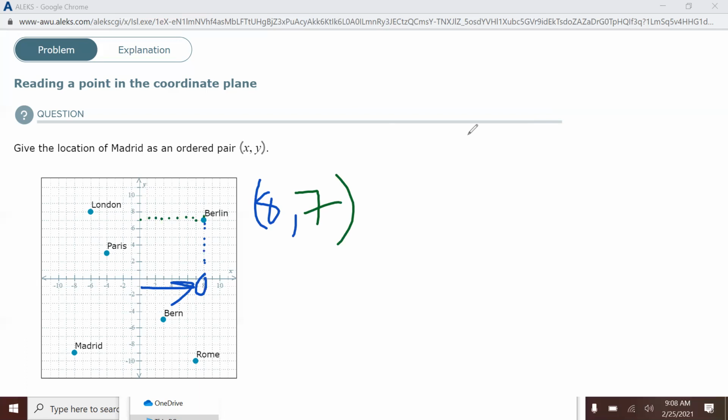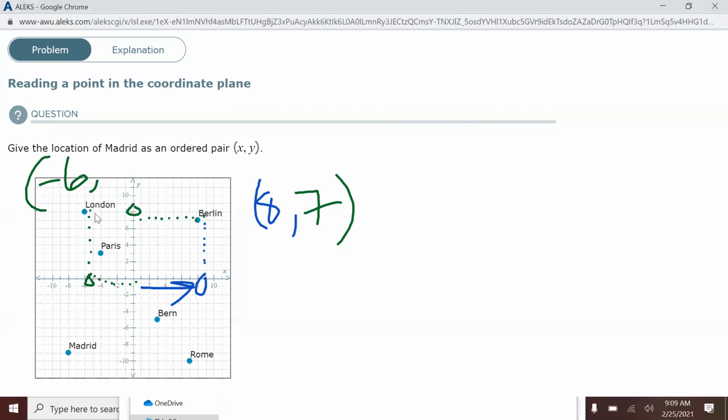What about London? Well, London, to get there horizontally, we would have to go out to the -6 and then head up. So for London, -6 would be the x coordinate. And how far up do we go? We go up to height 8.